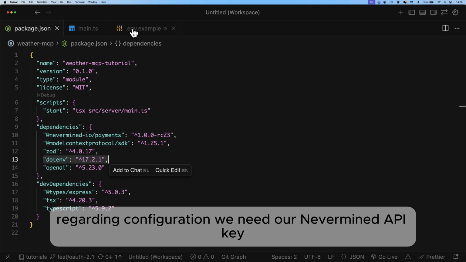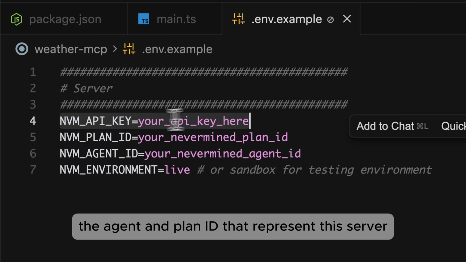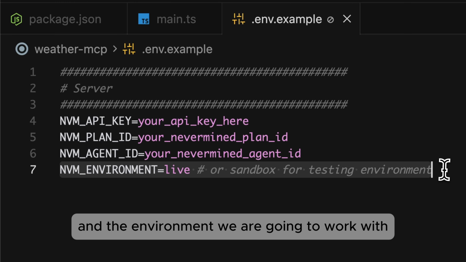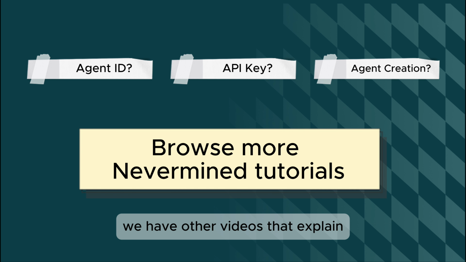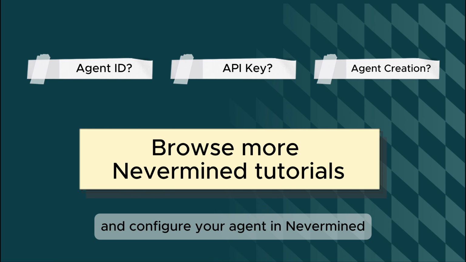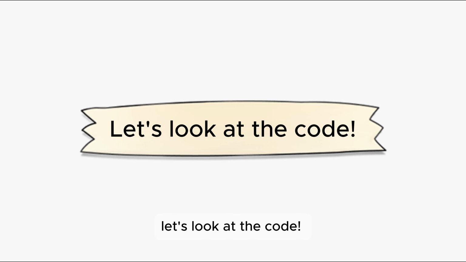Regarding configuration, we need our NEVERMINED API key, the agent and plan ID that represent this server, and the environment we are going to work with. If you do not have this data yet, we have other videos that explain how to create your account and configure your agent in NEVERMINED. Let's look at the code.